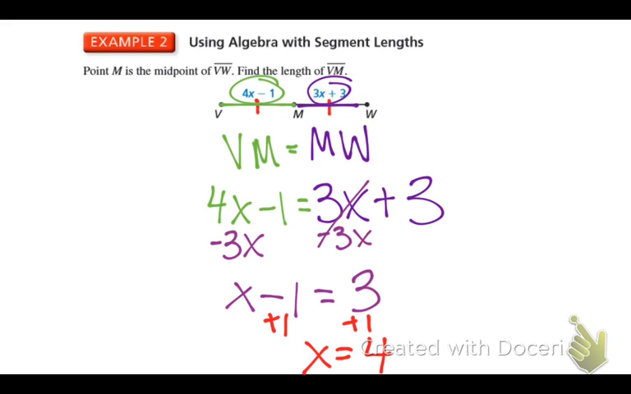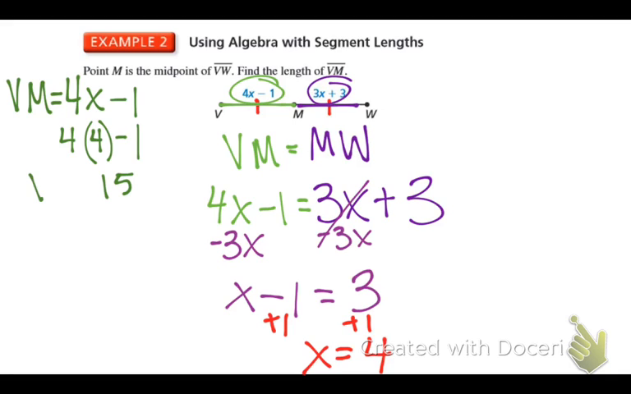Should I circle this answer? No. What does it want me to find? The length of VM. We're going to have to plug it in. VM is 4x minus 1. So we're going to plug 4 in for x. So what's 4 times 4? 16 minus 1 is 15, so VM is 15. That's the answer.